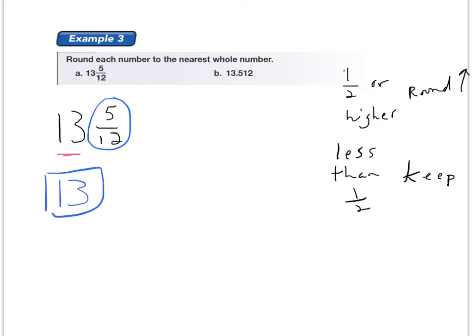That's the nearest whole number. Okay, now part B. And we got 13.512. Round to the nearest whole number. That again means right here.